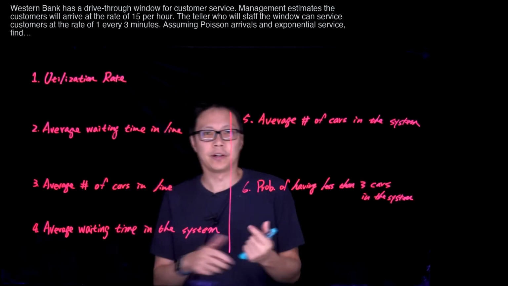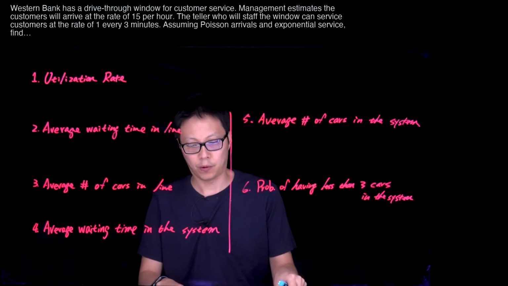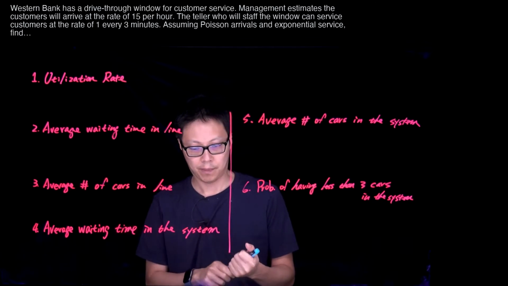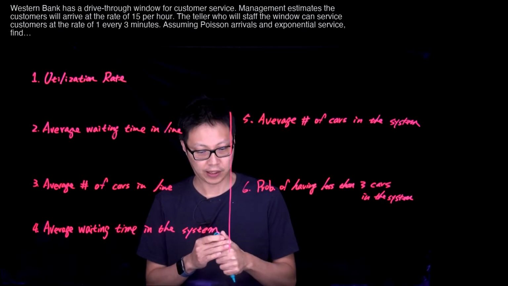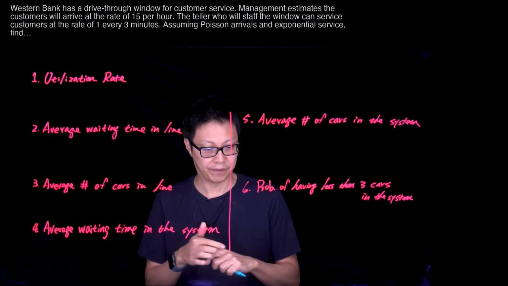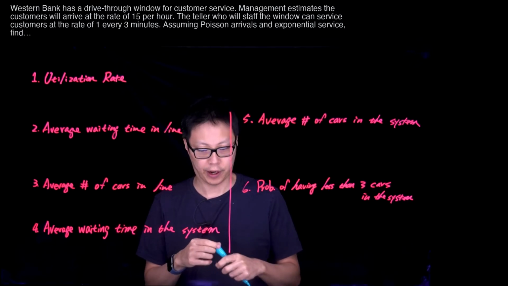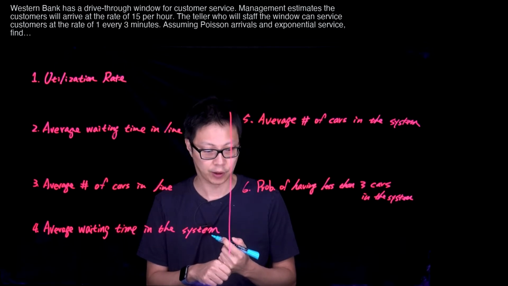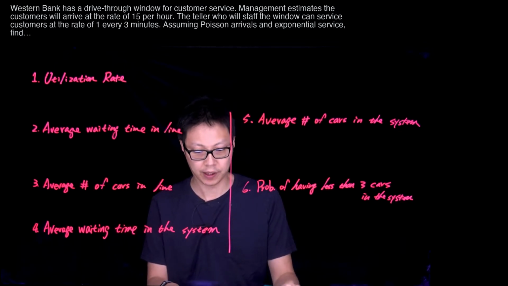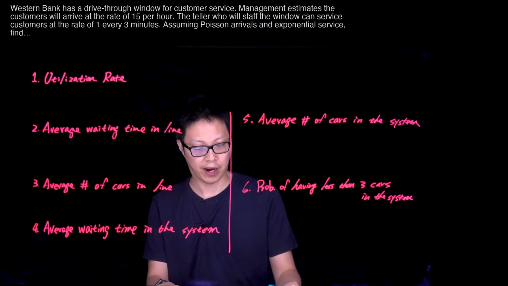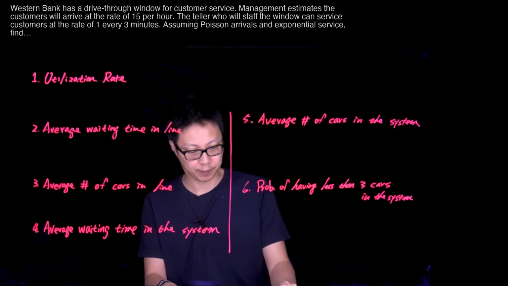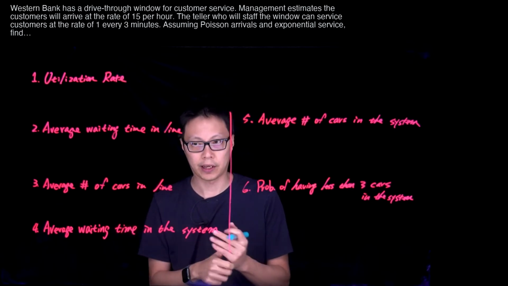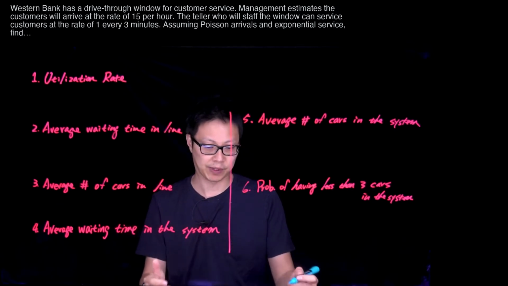Now, let's take a look at the first queuing example. Western Bank has a drive-through window for customer service. Management estimates that the customers will arrive at the rate of 15 per hour. The teller who will staff the window can serve customers at a rate of 1 every 3 minutes, assuming we have Poisson arrival and the exponential service time. We want to find the utilization rate, the waiting time, and the number of cars in line.